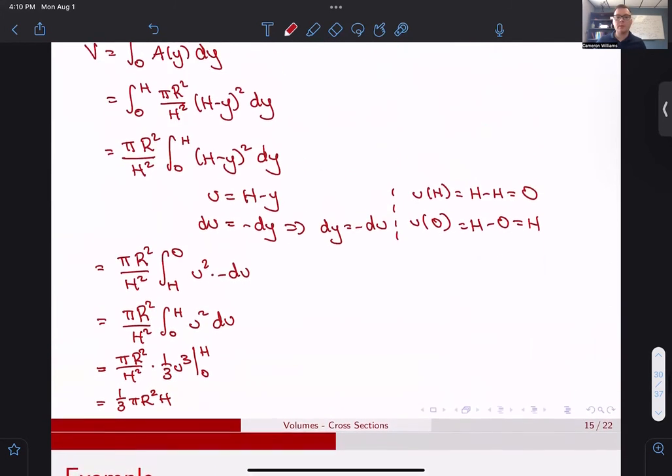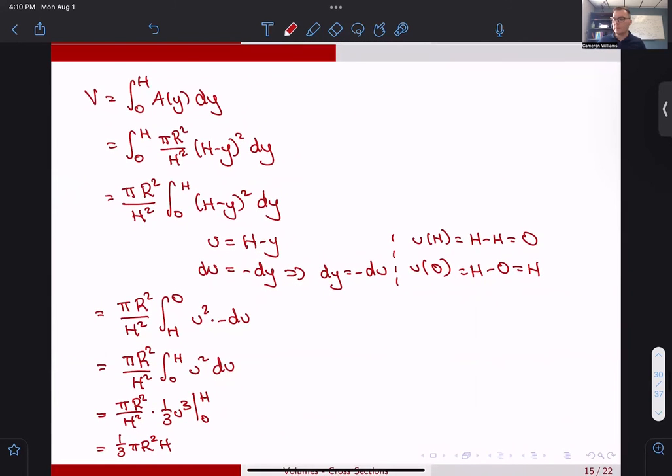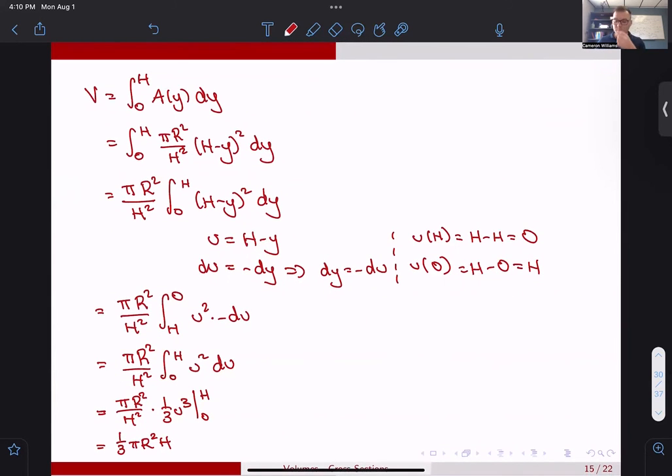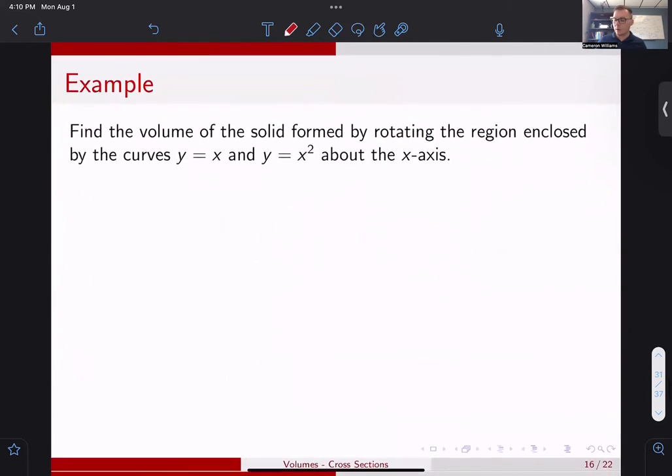All right, so those two examples were some basic geometry that you've seen for a long time. We knew the volume of a sphere. We knew the volume of a cone. You may not have seen it before, but we knew the formula. I'm going to throw something a little bit different at you now. So I'm going to do y equals x and y equals x squared. And I want to look at the region enclosed by those two functions. And then I'm going to rotate that around the x-axis.